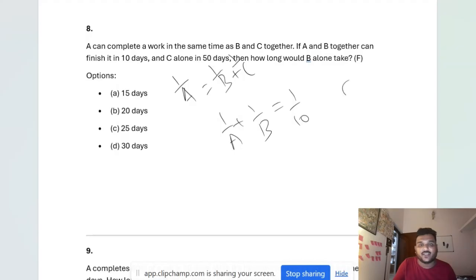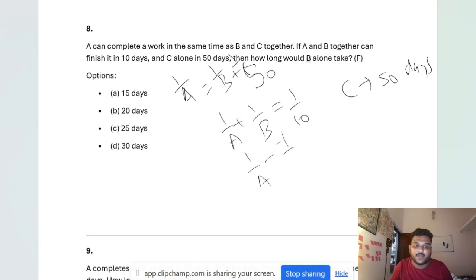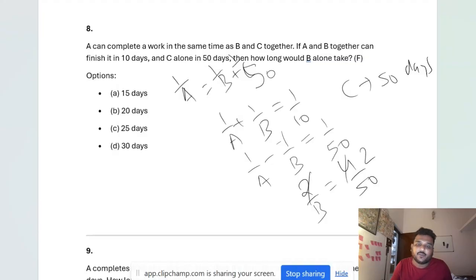What does that mean? C is directly giving us 50 days. How long would B alone take? So, I need to eliminate A, and C I already know. So instead of C, I can directly write 50. So I have 1 by A plus 1 by B as 1 by 10, and 1 by A minus 1 by B as 1 by 50. So I need to find out B. What I'll do is subtract these two equations. So this will become 2 by B, and this is 5 by 50 minus 1 by 50, which is 4 by 50. And again, B comes out to be 25.